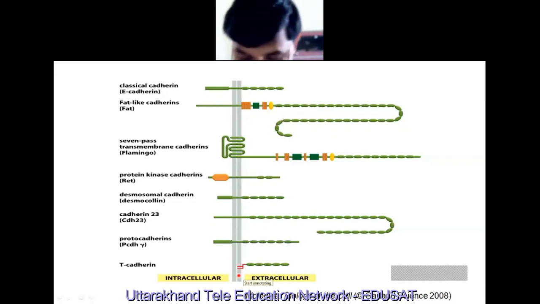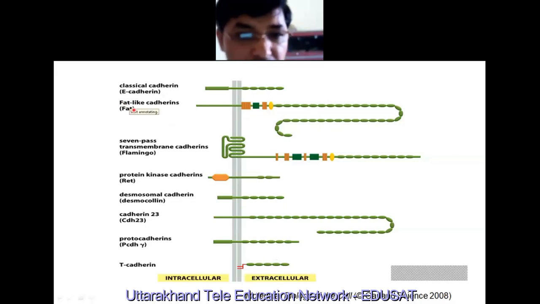You have to note down glycophosphatidylinositol. Now, the fat-like cadherin and the flamingo cadherin were first identified in Drosophila. These are product genes of Drosophila.